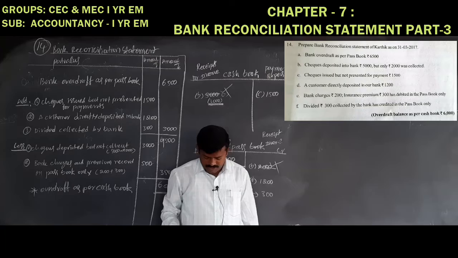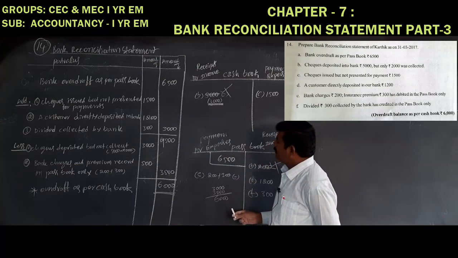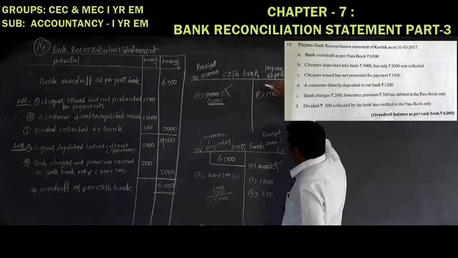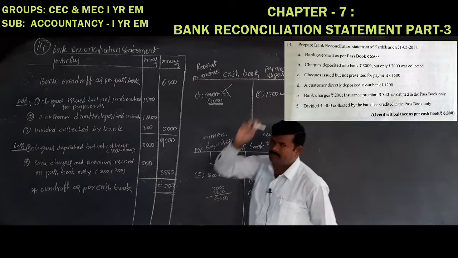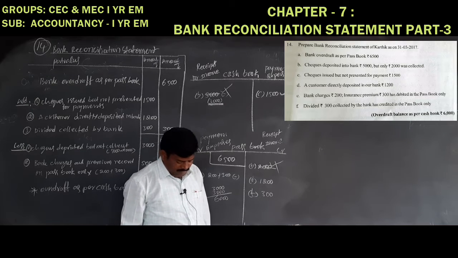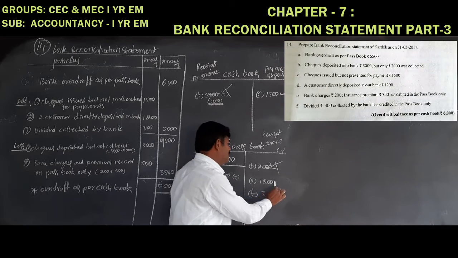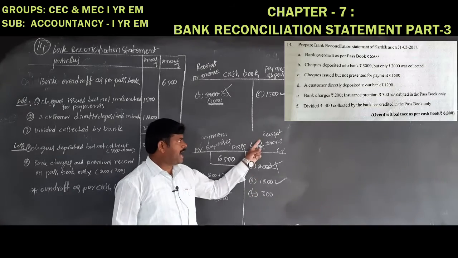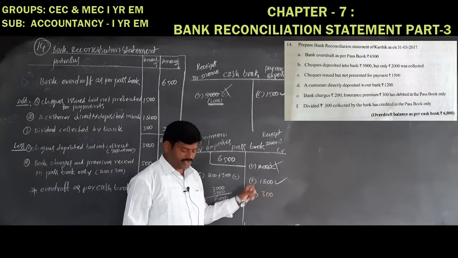Next, C: cheques issued but not presented for payment. This is the cheque issued but not presented for payment. So, as I recorded, it is a payment, it must be recorded on the credit side. Next one, a customer directly deposited into our bank. This is a receipt from the customer's point of view. So in the bank passbook, we must record it on the credit side, 1,200 rupees.